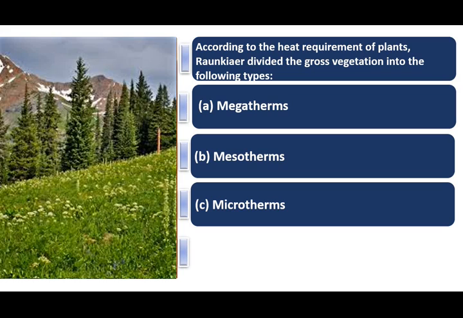Microtherms. These are the plants of cold or temperate habitat and require low temperature for their growth. Such plants cannot tolerate high temperature. They may also be found in tropical and subtropical regions but at higher altitudes. They are very commonly seen in temperate regions.